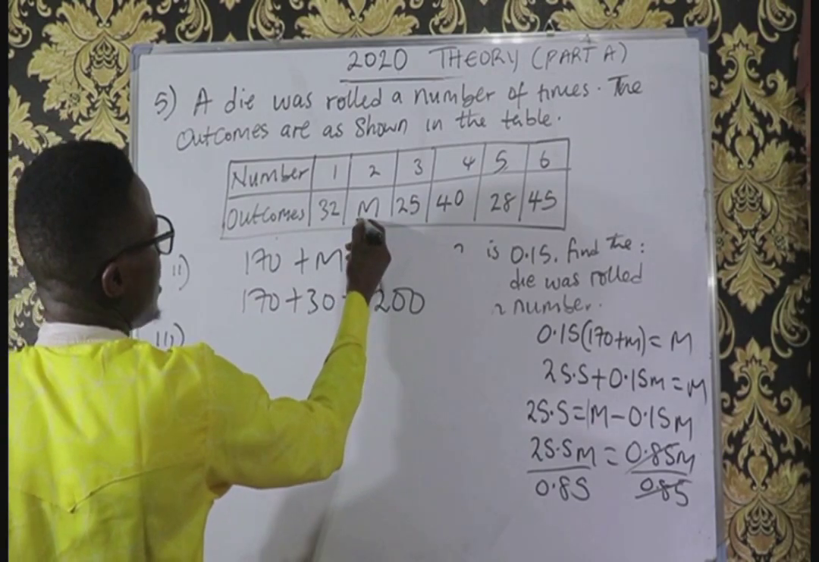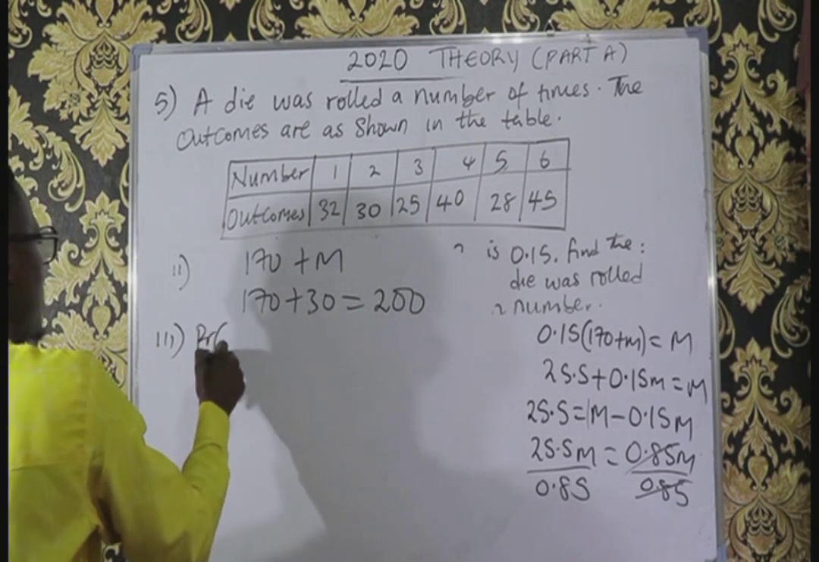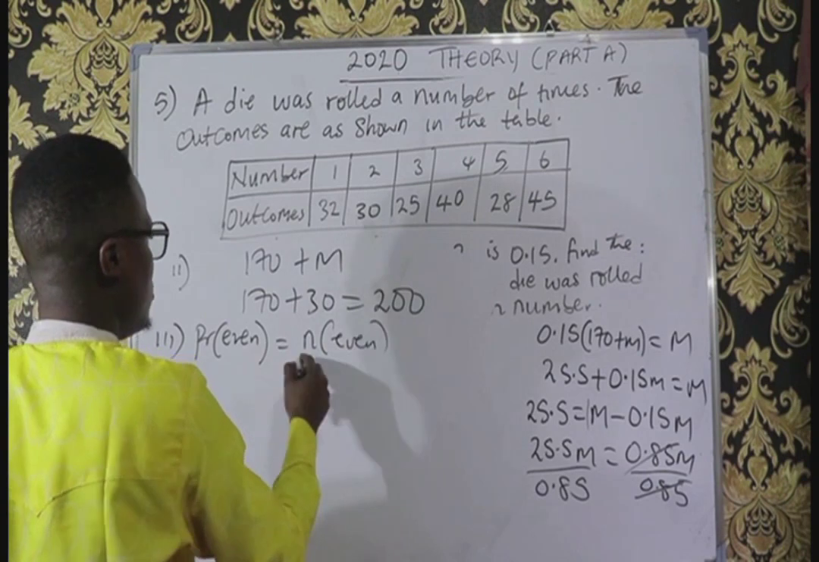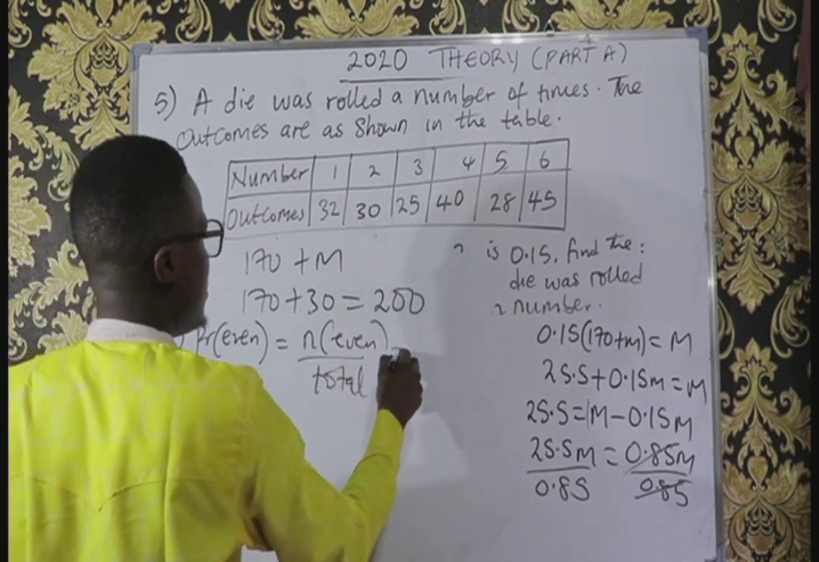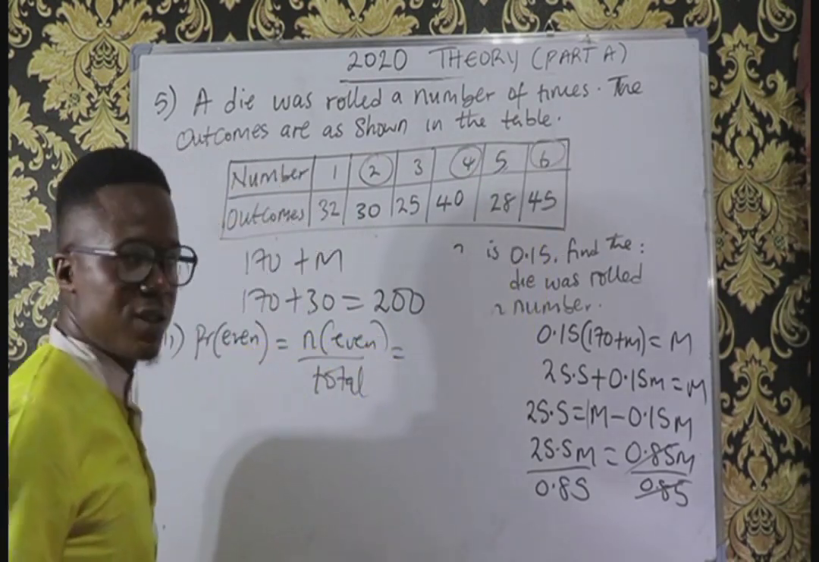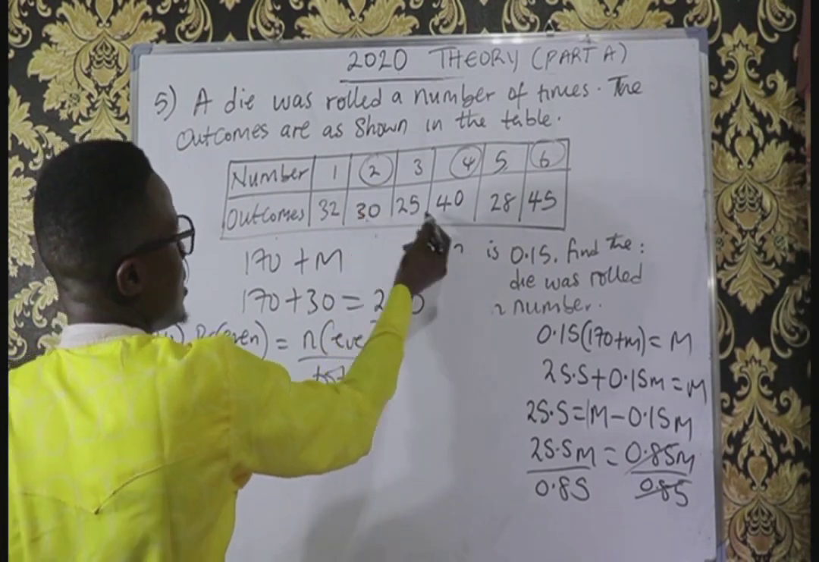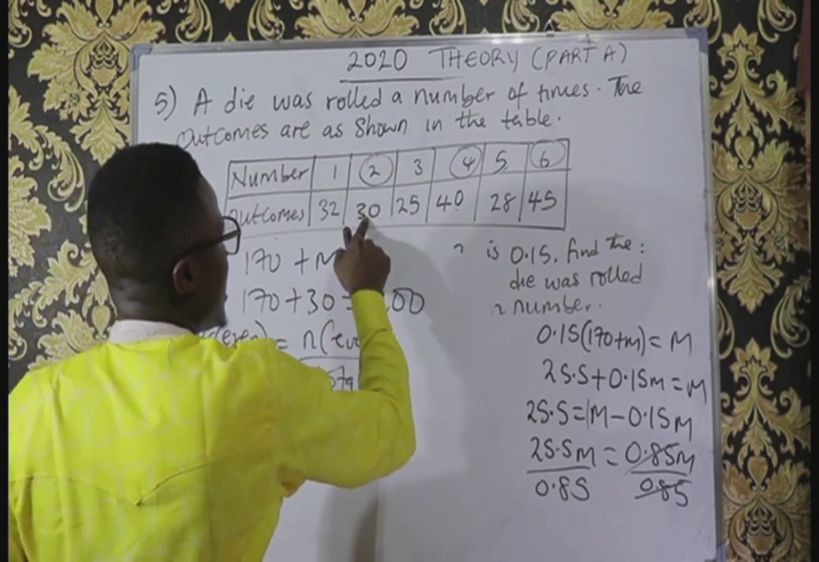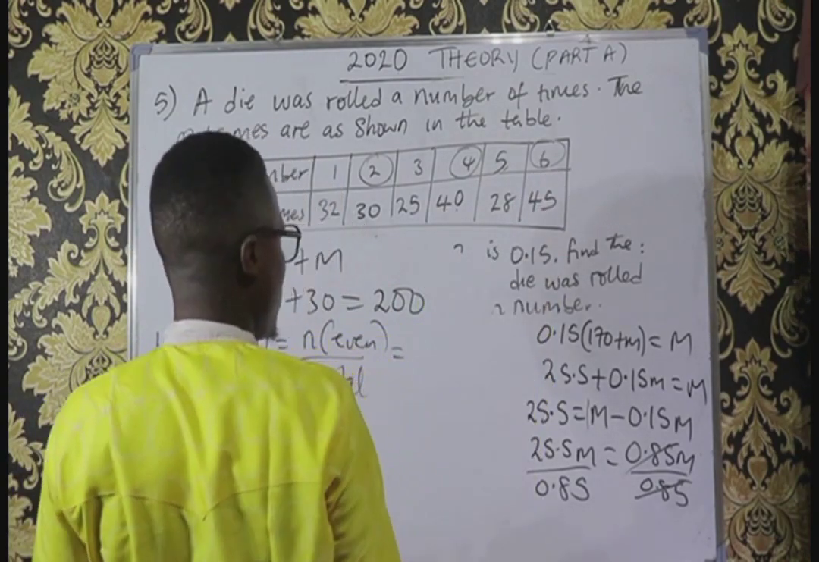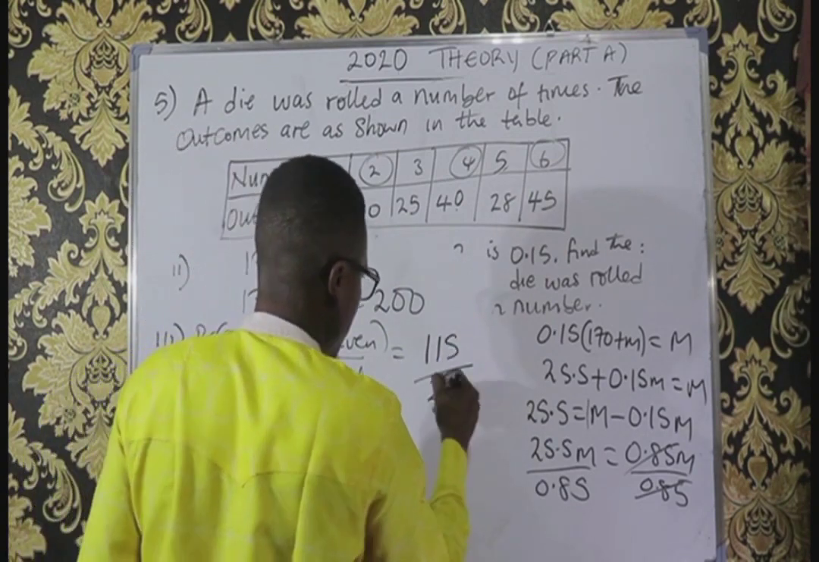Remember, m is now 30, so I can change this and write 30. Probability of even number is just number of even over total. How many even numbers do we have here? We have 2, 4, 6. Numbers divisible by 2 are even numbers. So 2 are how many? 30. 4, 40. We have 30 plus 40 is 70. Then 6 is 45. 70 plus 45 will give us 115 all over 200.